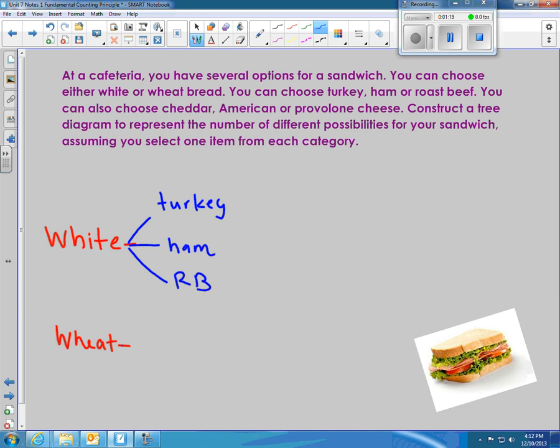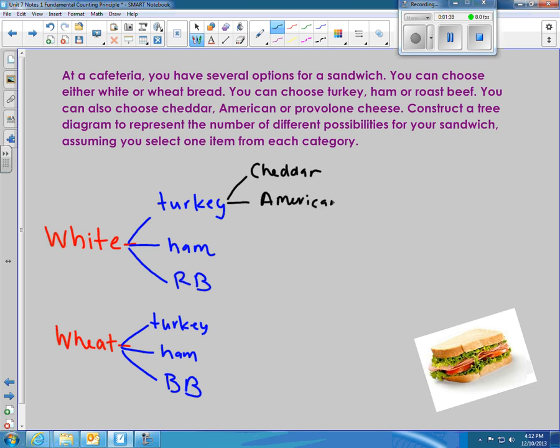I can also choose that with wheat bread. Turkey, ham, or roast beef. Then I could choose white bread with turkey, and then from there I could choose cheddar cheese. I could choose American, or I could choose provolone. I could also choose white bread with ham, and then I have my same three choices for cheese. And then with roast beef, I have the same three choices for cheese again.